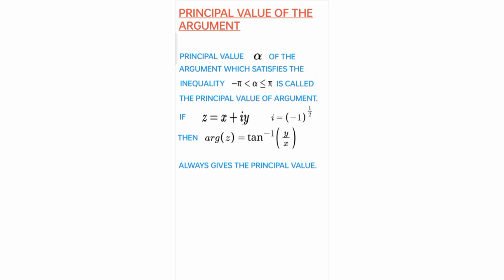For example, in our previous cases we saw that the argument of Z4 is 7 pi by 4, which is greater than pi. So it is an argument, it is not the principal value of the argument. That's the difference between the argument and the principal value of the argument. The principal value of the argument is that argument which lies between minus pi to pi. So if our complex number z is equal to x plus iy, then tan inverse of y by x always gives the principal value of the argument.